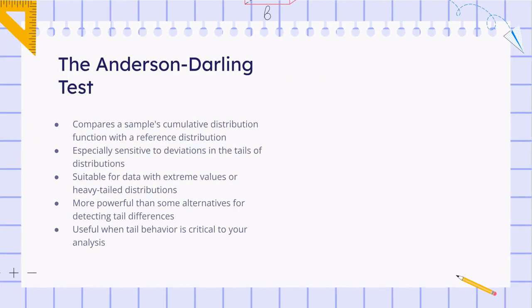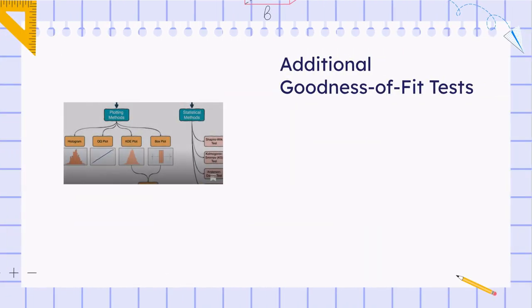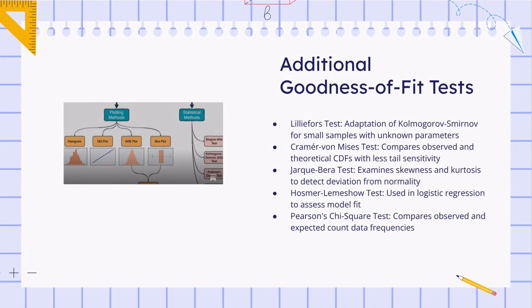The Anderson-Darling test compares a sample's cumulative distribution function with a reference distribution. It is especially sensitive to deviations in the tails and useful when tail behavior is critical to the analysis. Other tests include the Lilliefors test for small samples, the Cramer-von Mises test, and the Jarque-Bera test for skewness and kurtosis. The Hosmer-Lemeshow test is used in logistic regression to assess model fit.